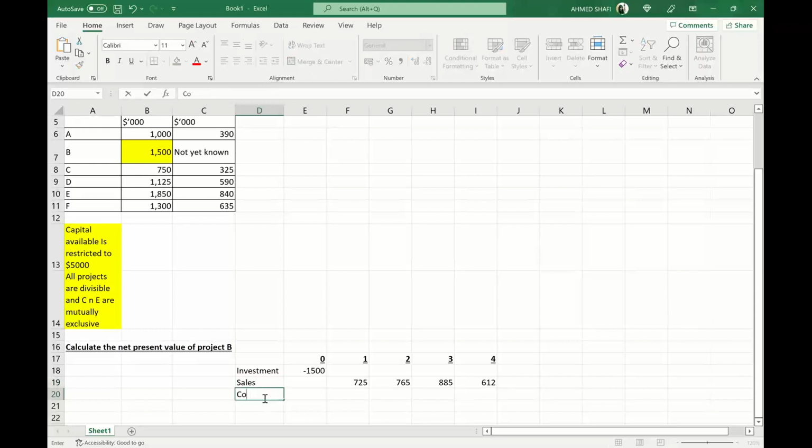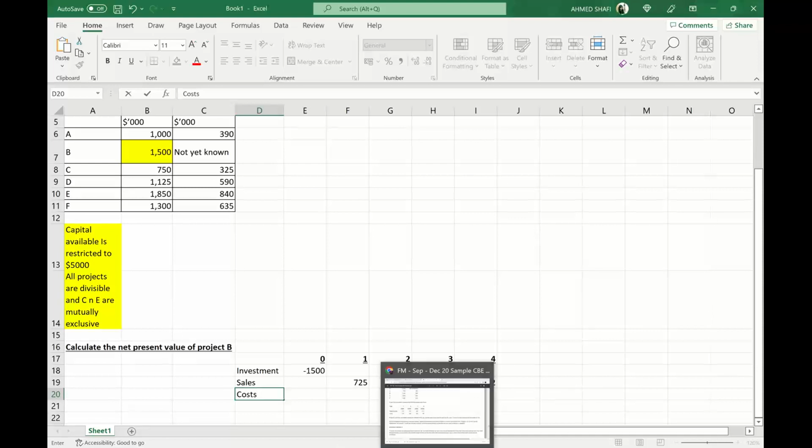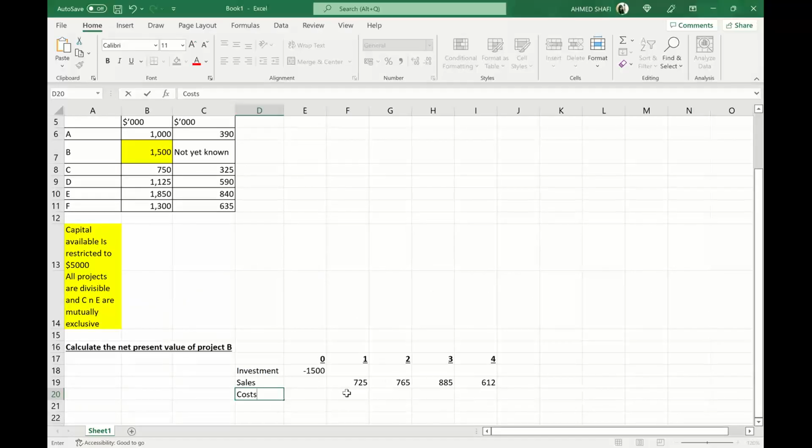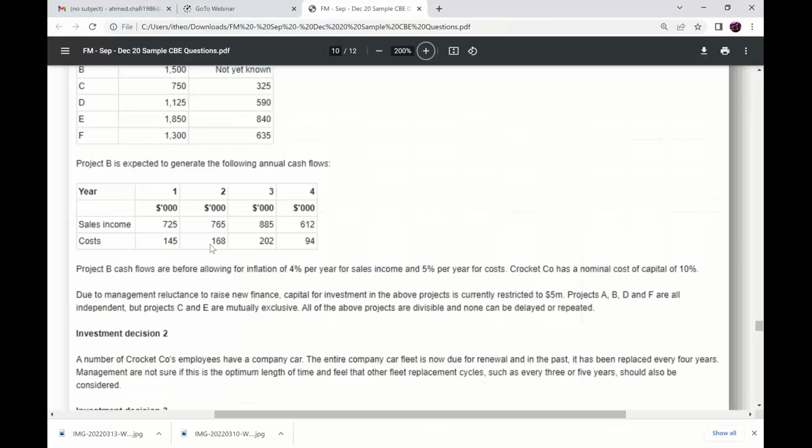And then Project B is incurring some costs. Cost is an outflow. So what are the costs in year 1, 2, 3, 4? 145, 168, 202 and 94. These are outflows: negative 145, negative 168, negative 202, negative 94. Okay.